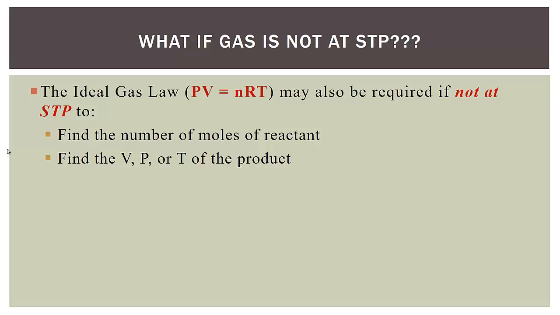Remember, PV equals nRT. What this allows us to do is find the number of moles of a reactant, or we can also find the volume, pressure, or temperature of a product that is not at standard temperature and pressure. So there is a way to work around it. So let's take a look at a couple different types of problems.